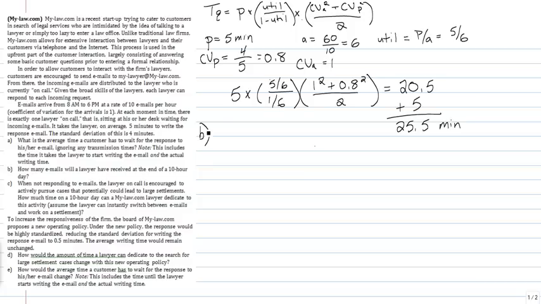Let's move to part B. We know that there are 10 hours in a working day and that 10 emails arrive every hour. Multiplying this out, we get 100 emails per day.